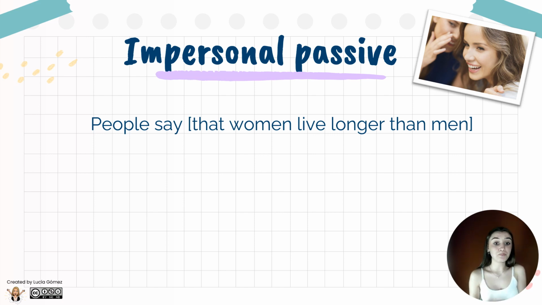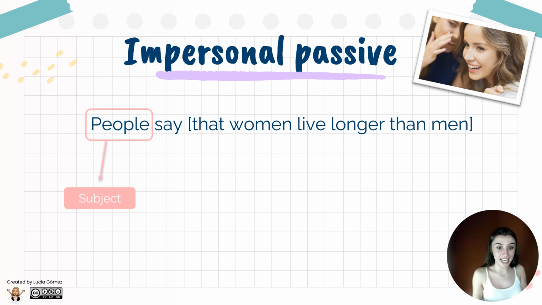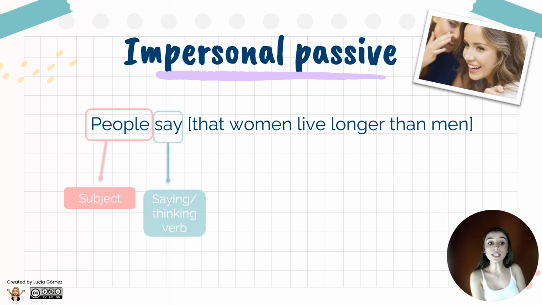Entonces, en este caso puedo ver diferentes aspectos que me llaman la atención. No solo el hecho de que sea una subordinada, sino que tengo un sujeto, that is people. So once again, this kind of unknown subject, ¿vale? No me quiero mojar, no quiero decir quién es el que me ha comentado este rumor, ¿vale? Entonces, en este caso, people. I also have a saying verb. Tengo un verbo de decir cosas, de pensamiento.